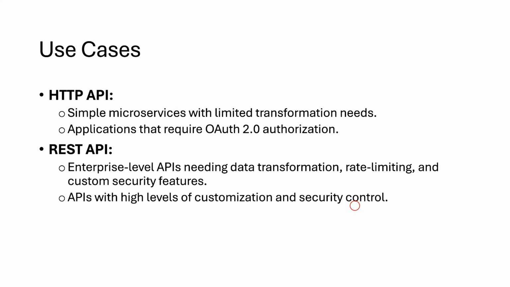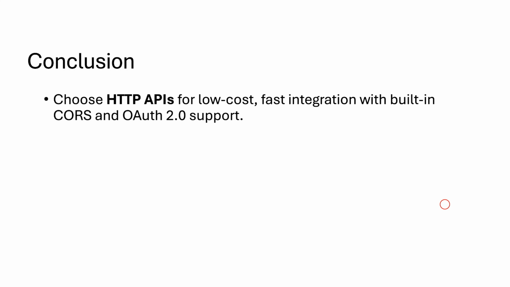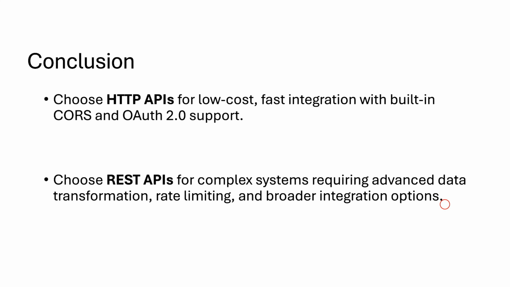HTTP APIs are best for simple services where you need OAuth 2.0 authorization or coarse-grained controls, and REST APIs are ideal when building full-featured, highly customizable APIs that need complex data transformation or fine-grained security controls. Okay, so in conclusion, if you are looking for a fast, budget-friendly solution, go with HTTP APIs. If your project requires more control and advanced features, REST APIs are the way to go. Okay, I hope you understand the difference between HTTP APIs and REST APIs.